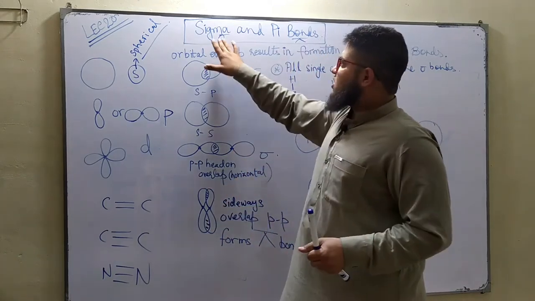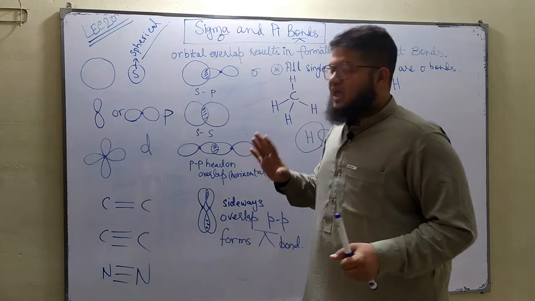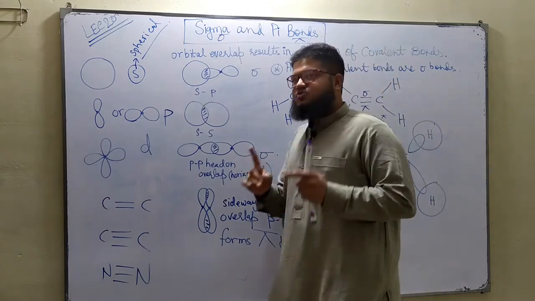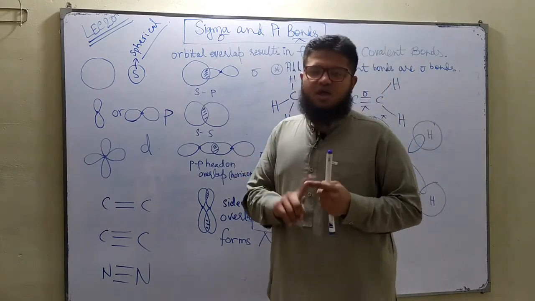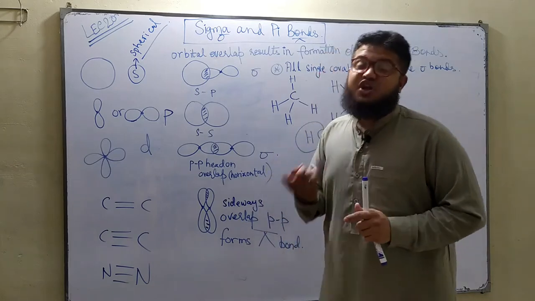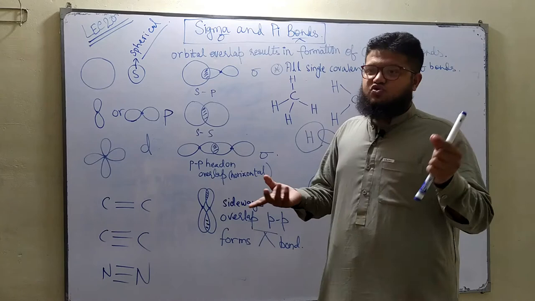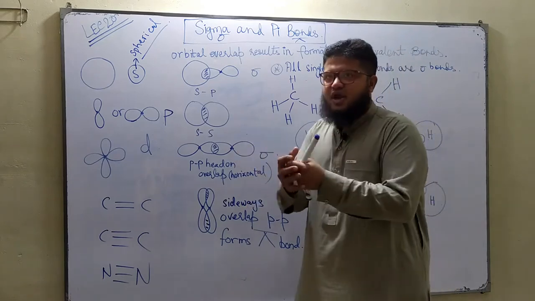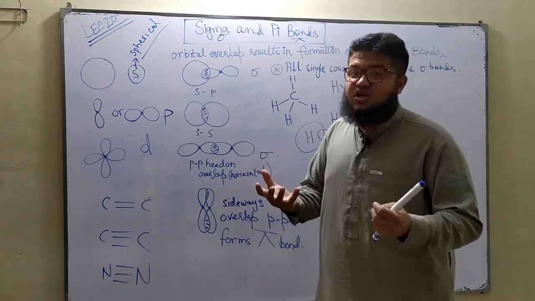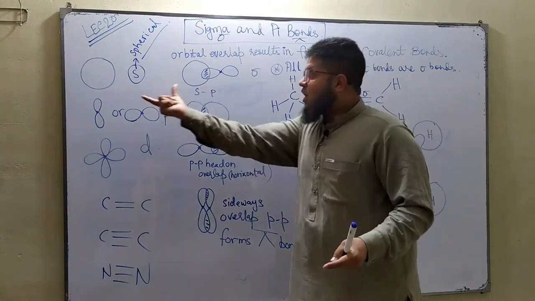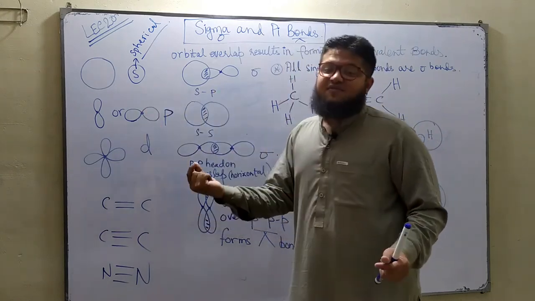Now coming to the sigma and the pi bonds, basically how they are actually made. Remember guys, a covalent bond is formed by the sharing of electrons. In O levels you used to study that electrons are just shared. How is this sharing actually done? This sharing is done by overlapping the orbitals which are there in different atoms.